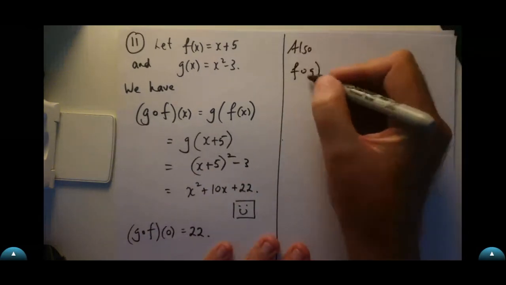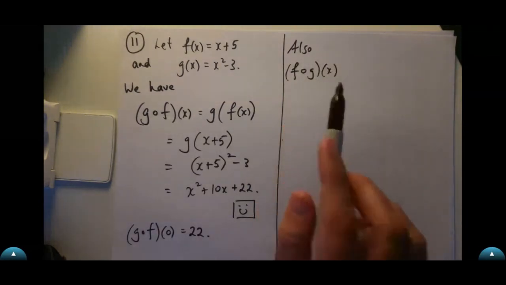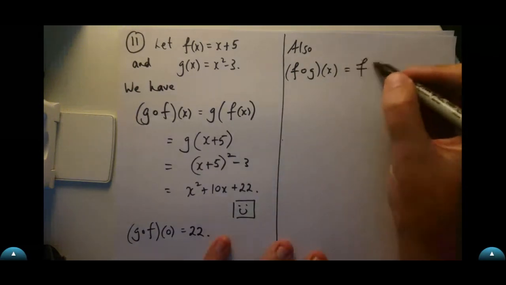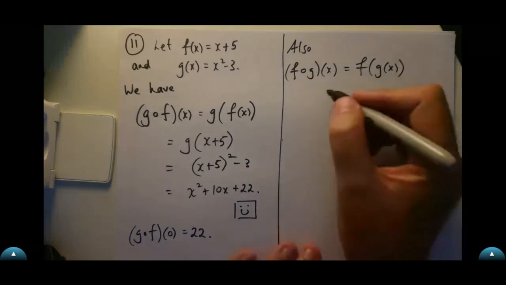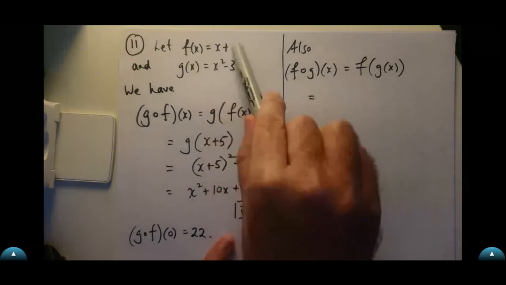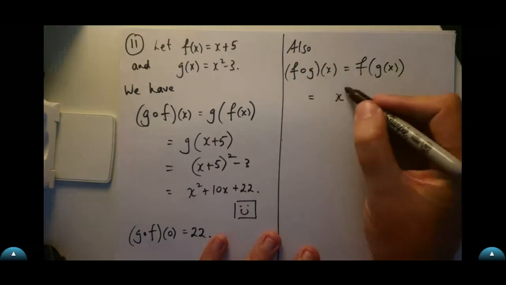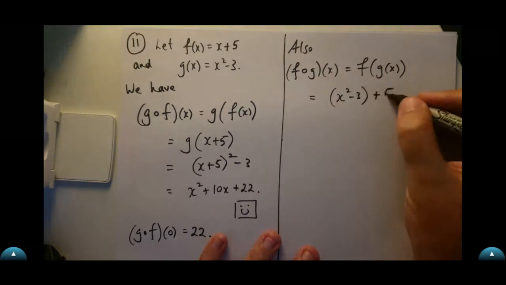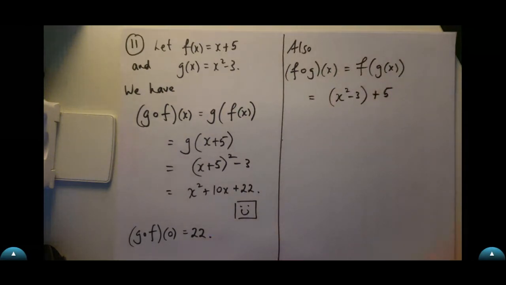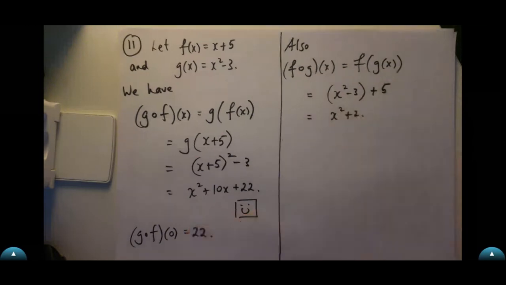Okay, let's switch the order around. So instead of g o f, we've got f o g, f of g of x. Okay, let's see. So that's our f. We're going to put x squared minus 3 in there. Okay. So x squared plus 2.